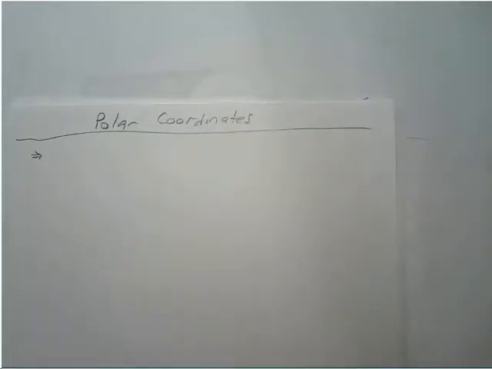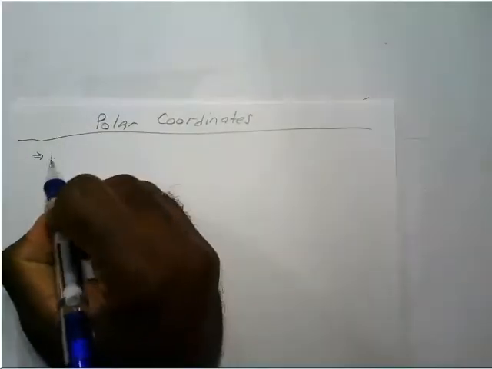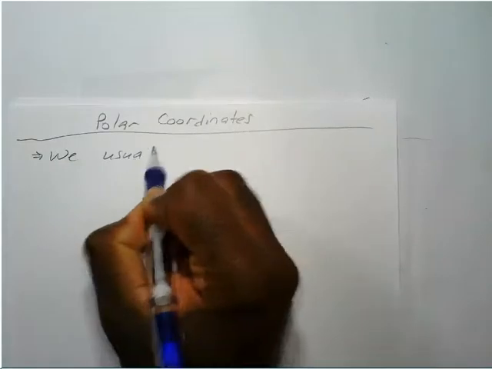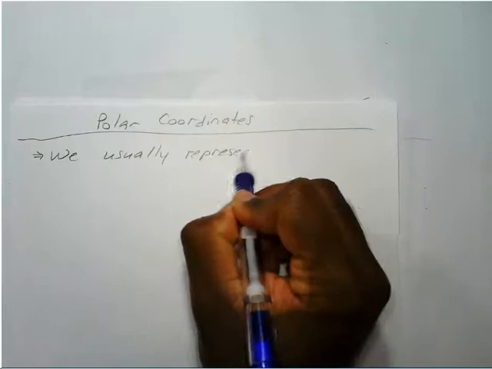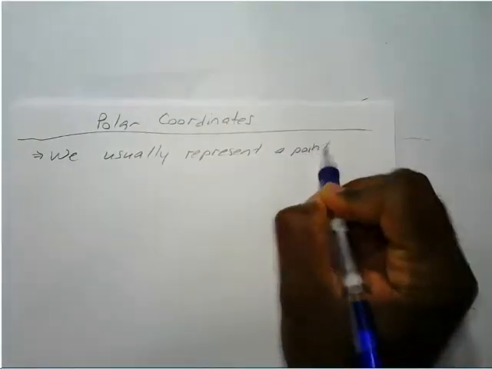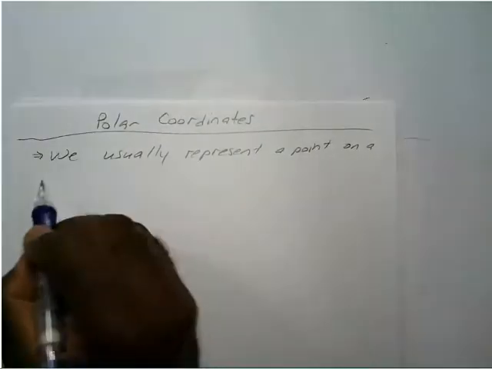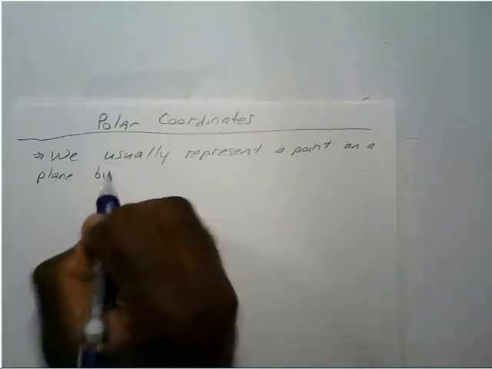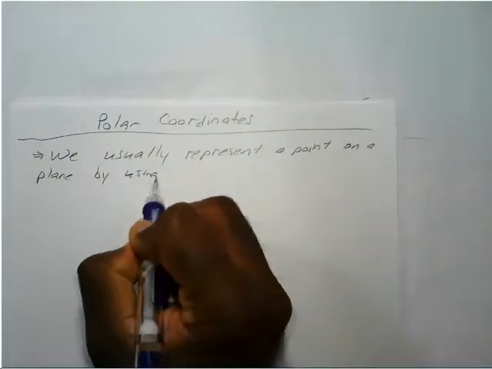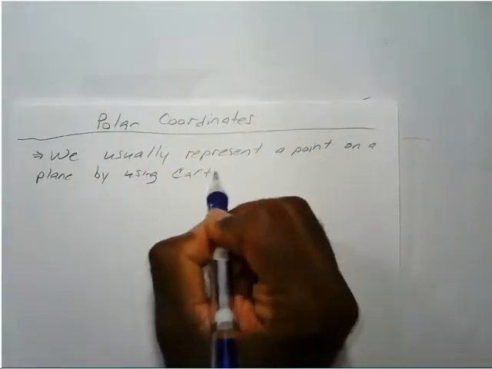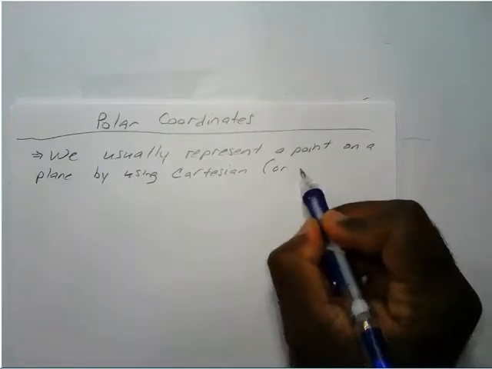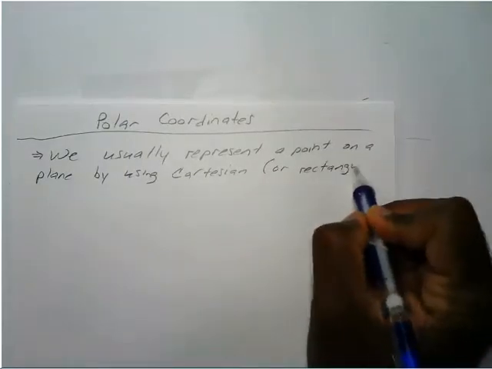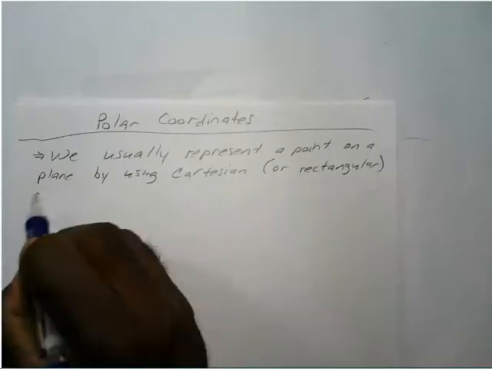Okay, so to do that we're going to look at how we normally explain a point on a plane. We usually represent a point on a plane by using Cartesian, or in some cases, depending on the textbook you use, they may call it rectangular coordinates.